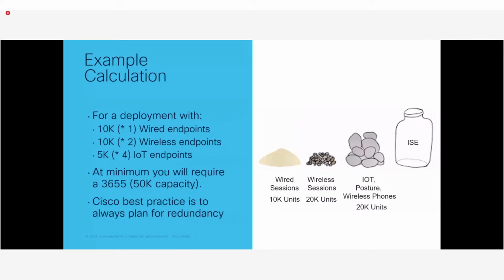But coming back to ICE, the Cisco best practice is always to plan for redundancy. So now, if I need a 3655 for 50,000 units, I'm going to encourage my customer to have two 3655s out there at minimum to be able to allow for the capacity of 50,000 spread across two in case of a total failure of 1 unit.